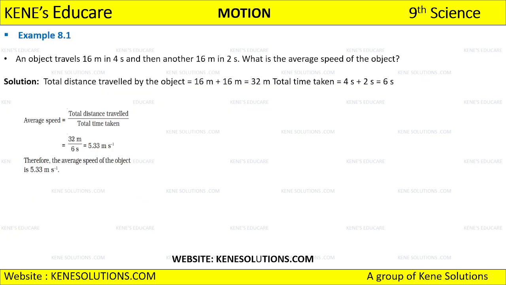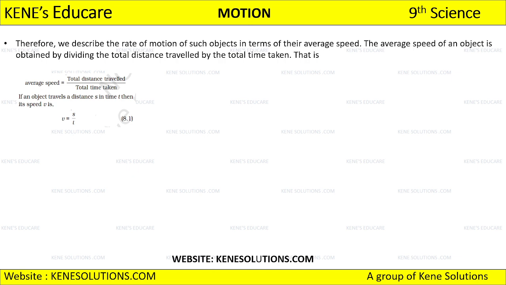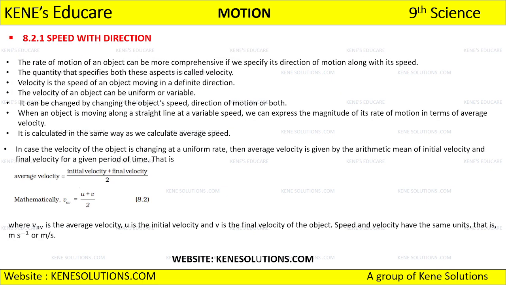Now you have one formula over here as 8.1, that is V is equal to S upon T. V is the average speed, so average speed is equal to distance traveled, that is S, upon time taken, T. And over here we have the average velocity as V_av equal to U plus V divided by 2. So you should be knowing this. This is the other formula that you get.